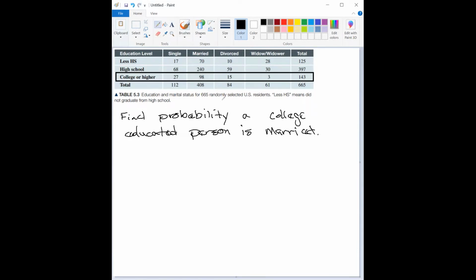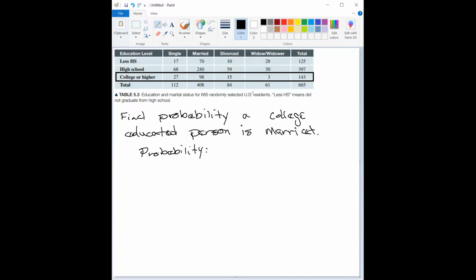If you're not college educated, then you don't matter. You're not counted in terms of calculating the probability. The only thing we care about are just college educated people, and so we can ignore everyone else. All right, and if you do that, then the probability is actually relatively easy to calculate at that point.